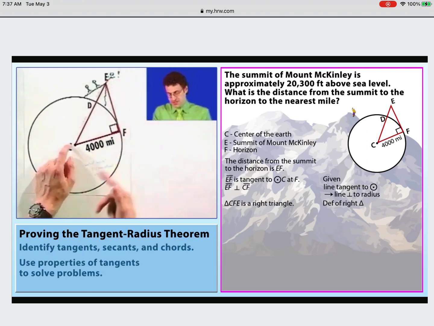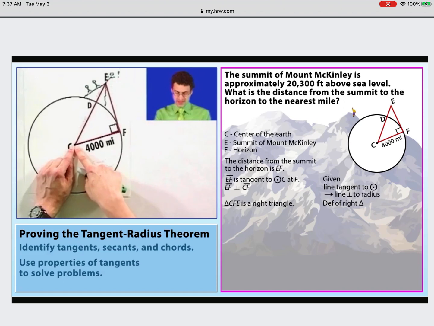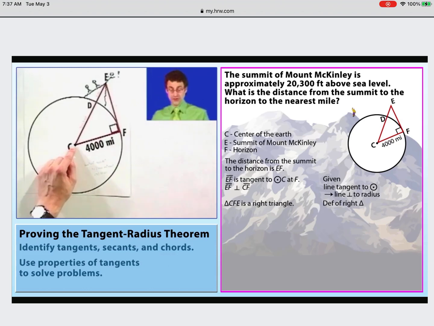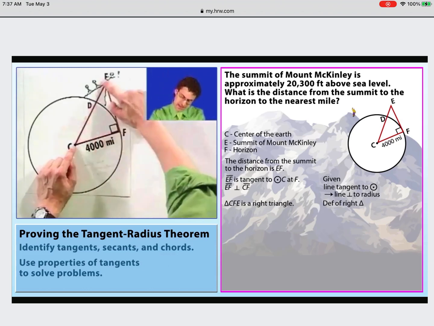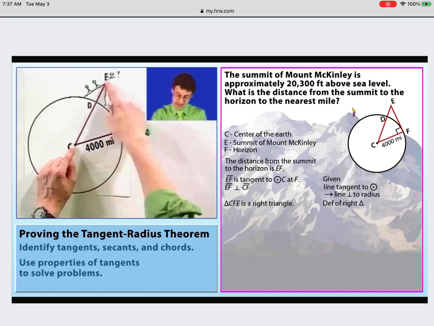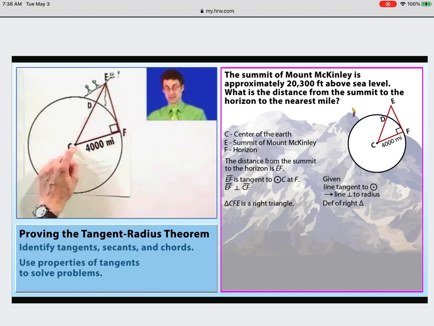And we happen to know, scientists have told us, that the distance from the center of the Earth out to the ground, to the boundary of the Earth, is approximately 4,000 miles. So if we could just find this length, then we could use the Pythagorean theorem, which says this squared plus that squared equals that squared, to figure out this squared. Okay, so how do we do that?